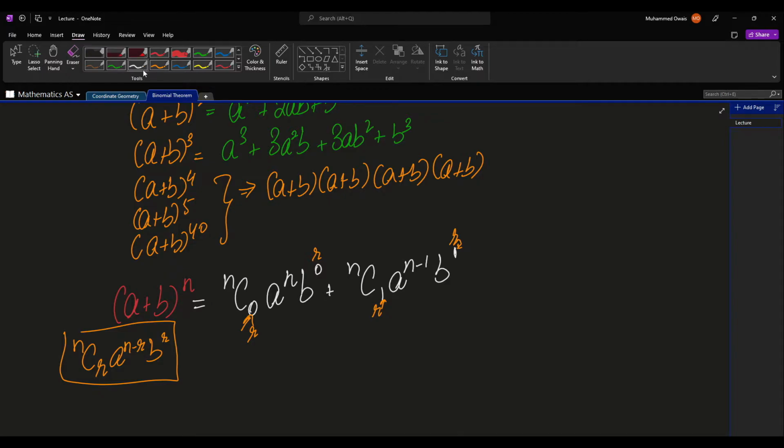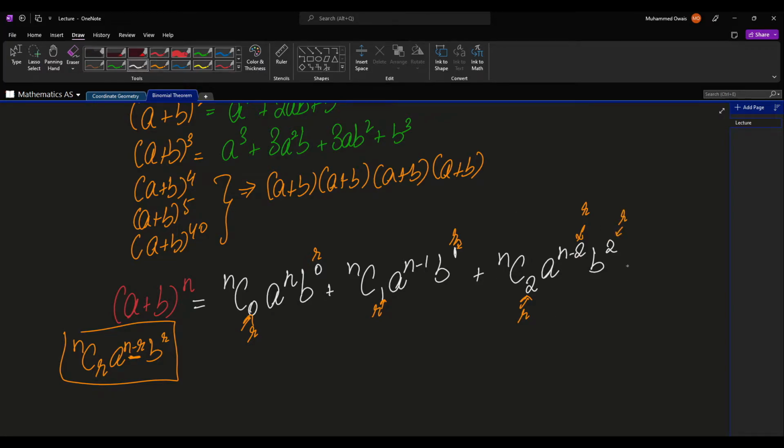Now then, we move on to the next term. We say nC2. See, once again, we added 1 to the previous one, so this becomes 2, and a becomes n minus 2. This is n minus r. Here r is 2, and then here r is 2 as well, so I'm doing n minus r as I told you. Now we do b. B has a power of r, which is right now 2.